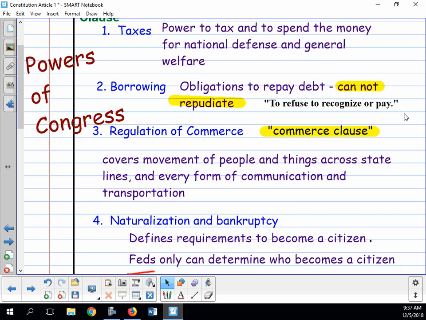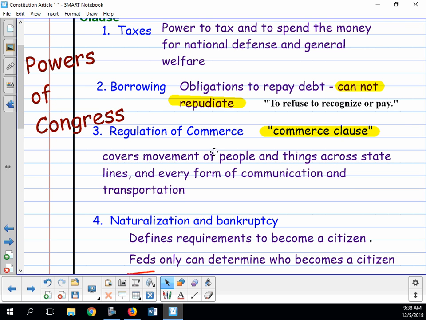This also includes every form of communication, from the telephone to cell phones to computers, anything that you use to communicate is also regulated here. And transportation: big trucks that carry goods, everything from food to paper to Christmas decorations, anything and everything that is moved across state lines is regulated by this clause. Congress has the right to make laws that have to do with anything along these lines. And that's the whole point we're talking about: the powers of Congress, they have the right to make laws.